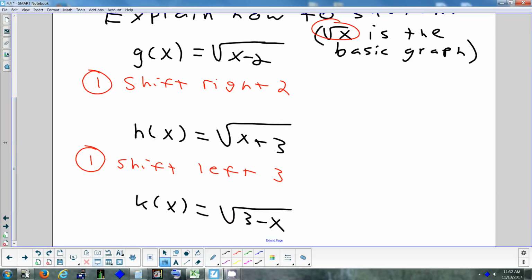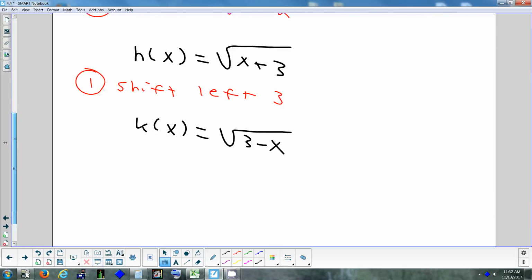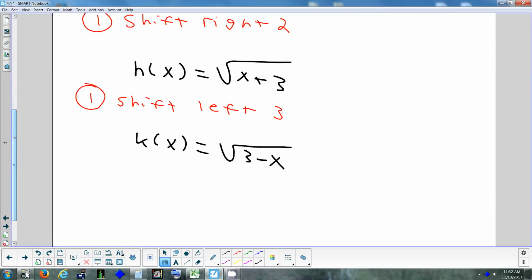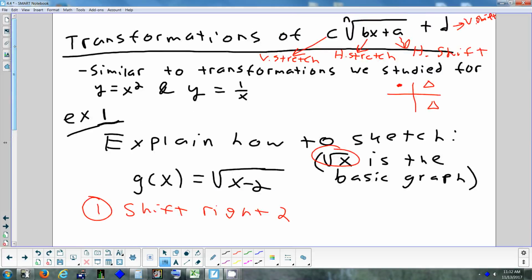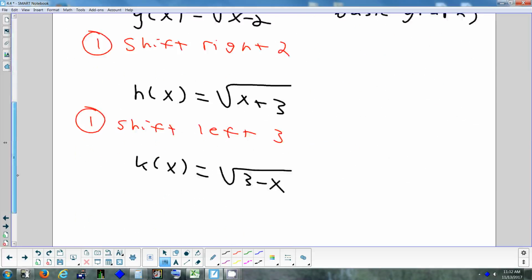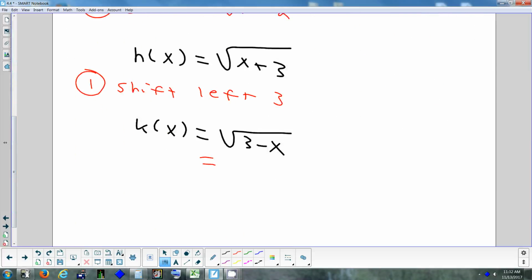What's different about k of x? There's something different about the way that one is written. It's flipped. Yeah, what's under the radicand is flipped around. Anytime we want to describe transformations, you want x first, and then the number after it. So can anybody tell me how I can rewrite that? Yep. Negative x plus 3. Yeah, negative x plus 3.